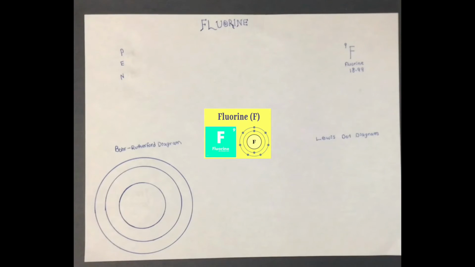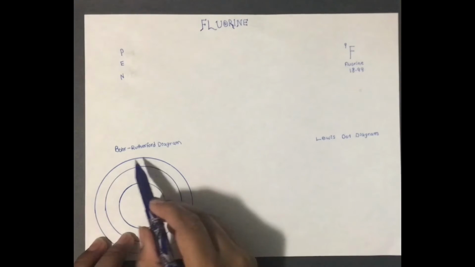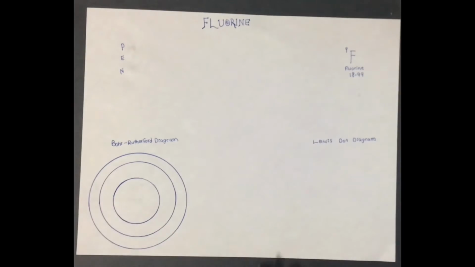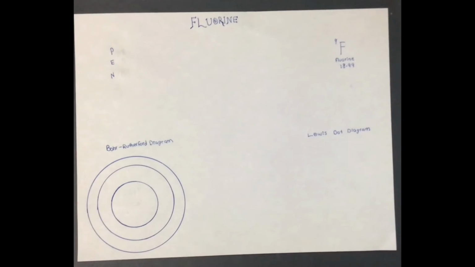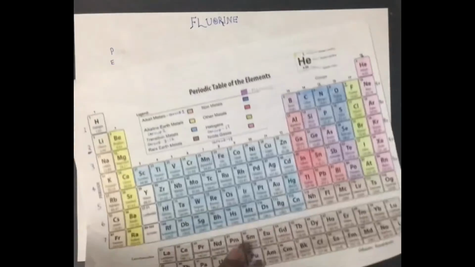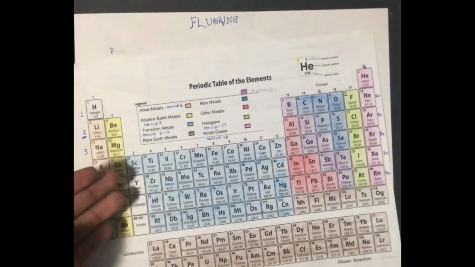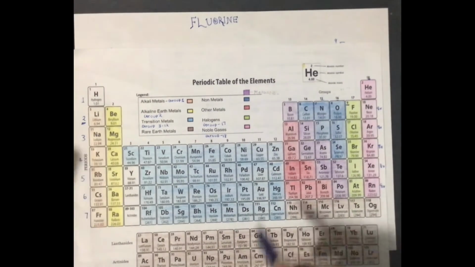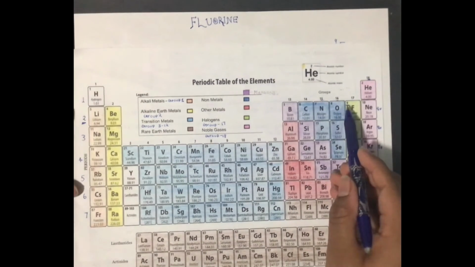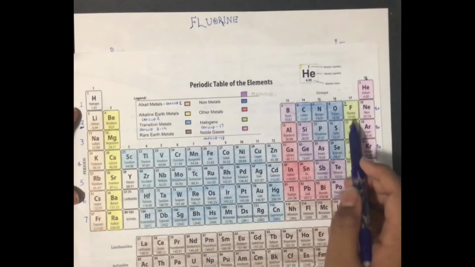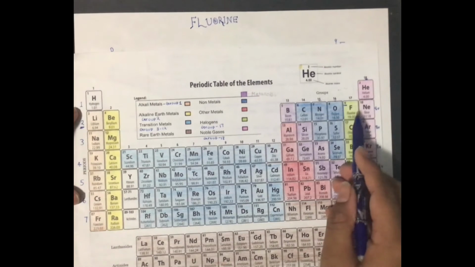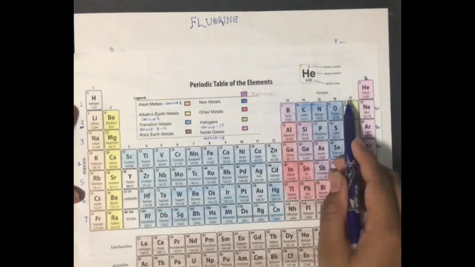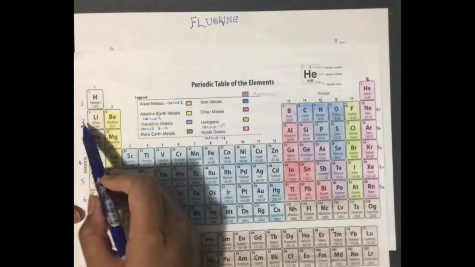Hey guys, today in this video, I will be teaching you how to draw a Bohr-Rutherford diagram and a Lewis dot diagram for fluorine. So before we get started, we need to look at the period number fluorine goes under and its group. So fluorine goes under a group called halogens right here, which are highly reactive, and fluorine's a gas at room temperature, by the way. It is group number 17, and it is period number 2 or row number 2.